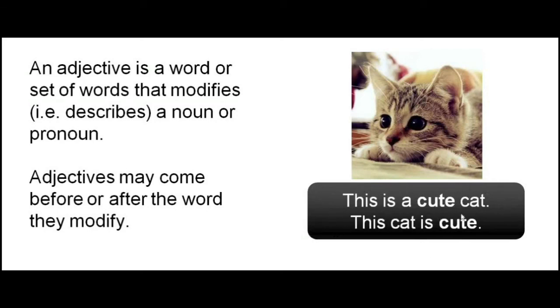This is a cute cat. Now the adjective cute modifies or describes the noun cat. And note that it comes before the noun. And in the sentence, this cat is cute. Again, the adjective cute modifies the noun cat, but it comes after the noun.